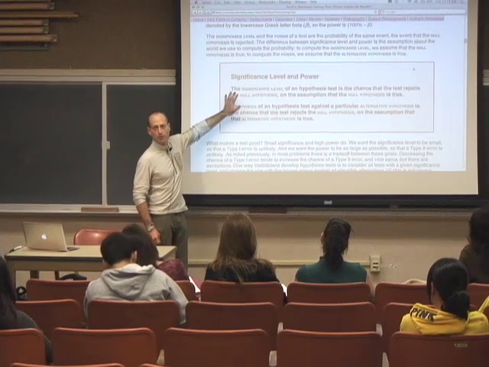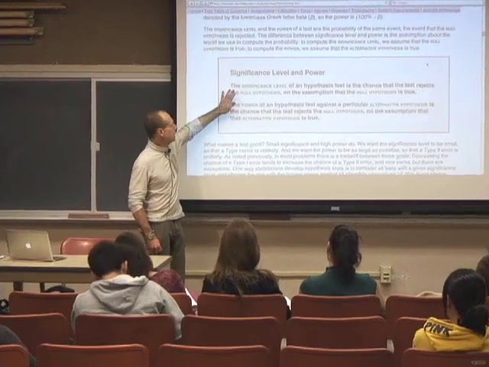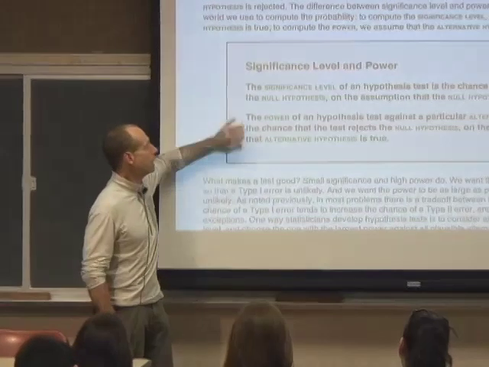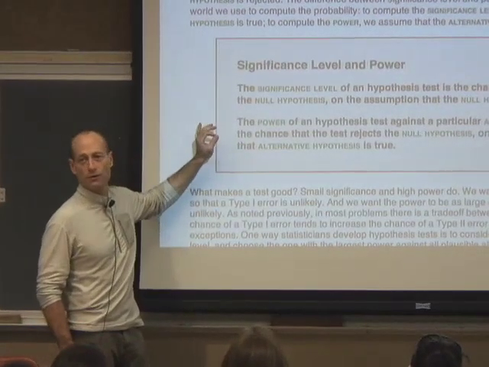All right, so ideally what we would like is a test that has very small significance level, very small probability of rejecting the null when the null is true, and very high power against all alternative hypotheses, a very high chance of rejecting the null when the alternative hypotheses are true.